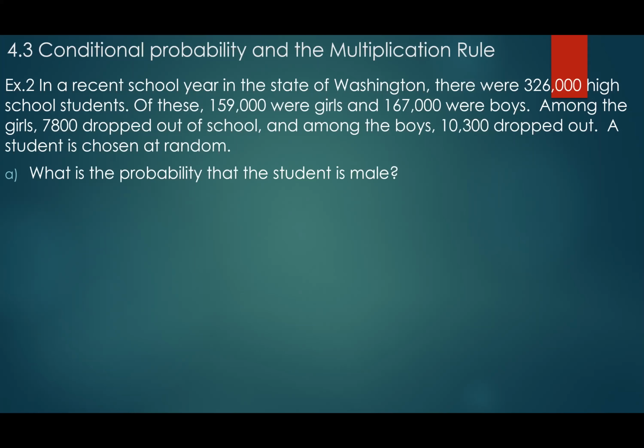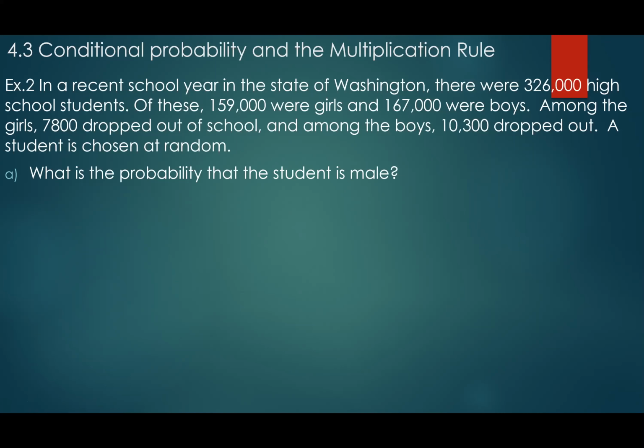A student is chosen at random. What is the probability that a student is a male? So again, male is looking at this thing here. Do you agree that this is a simple probability? Just a simple probability, in that we just basically ask what is the probability of a male, right? If you go in here, 326,000 students, what's the probability you select one student and that student is a male? So looking at this thing here, very easy.